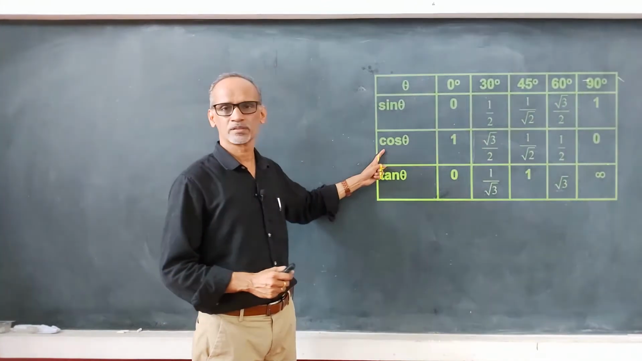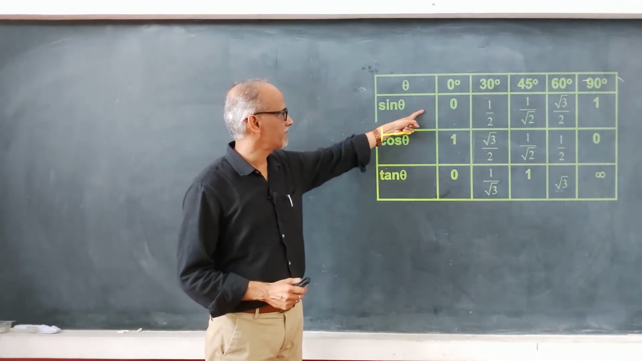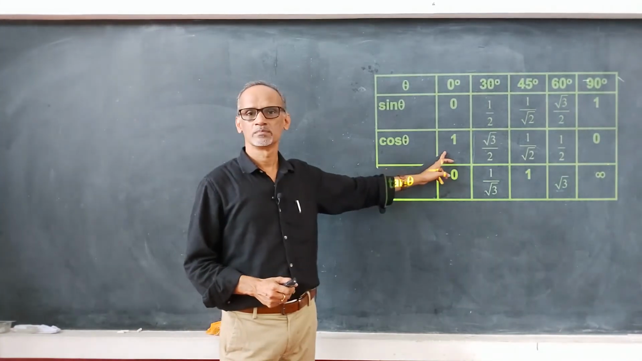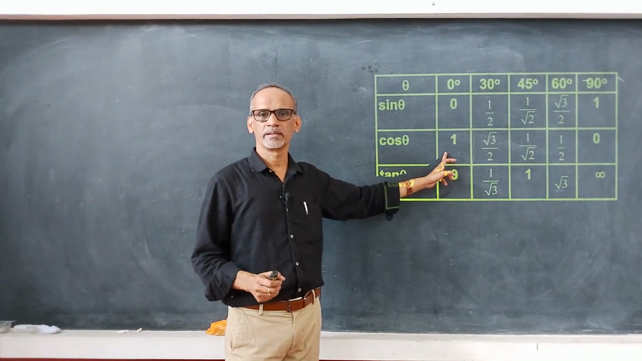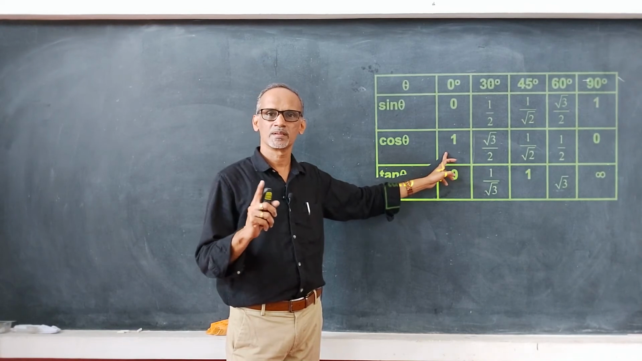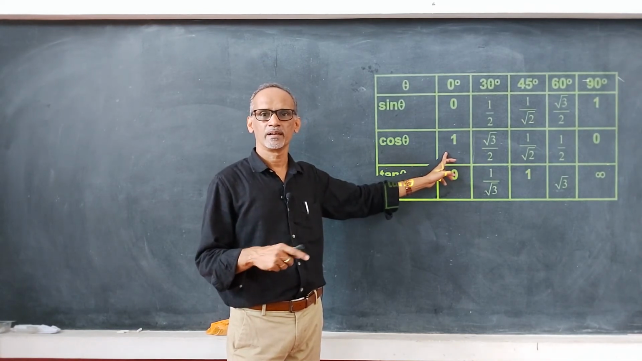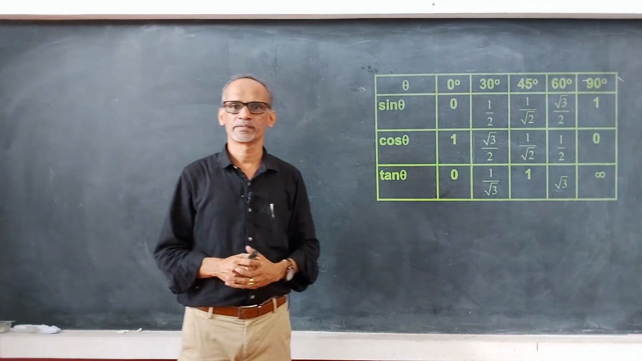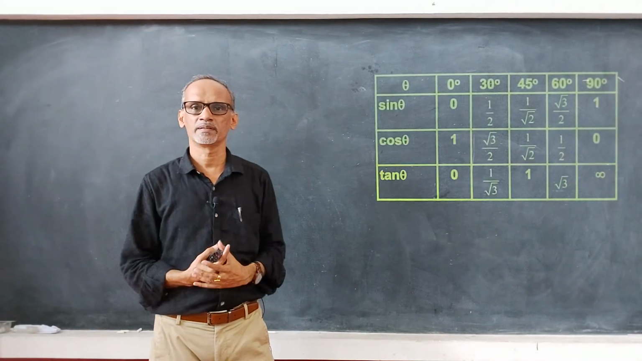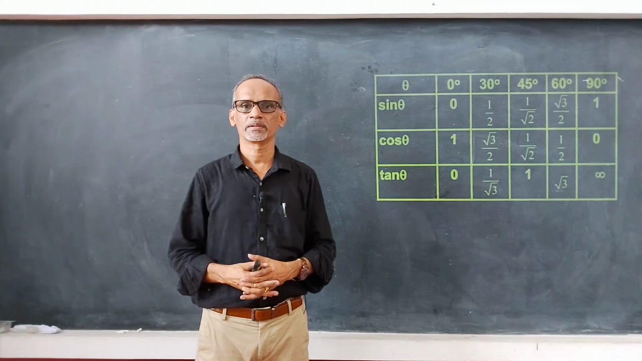For the cos function, it's exactly the same values but in the opposite direction. Cos 0 is 1. Cos 30, root 3 by 2. Cos 45, 1 by root 2. Cos 60, half. And cos 90, it's 0. See, the same values but in the reverse order. I hope you are clear with that.